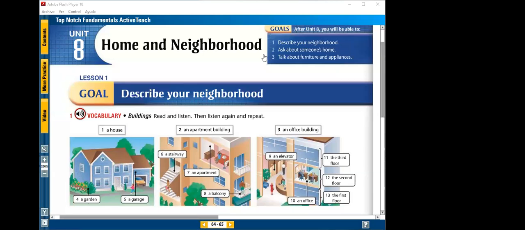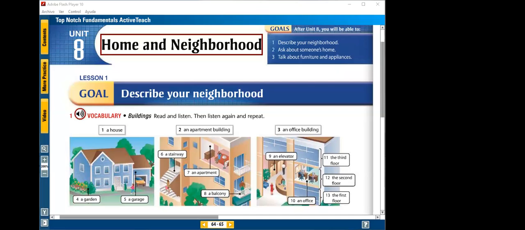Do you know what is neighborhood? Do you know the word neighborhood? Yes or no, students? ¿Conocemos la palabra neighborhood? Algo así como vecindario o barrio. Yes, that's right. That is the correct meaning. Neighborhood es el vecindario.